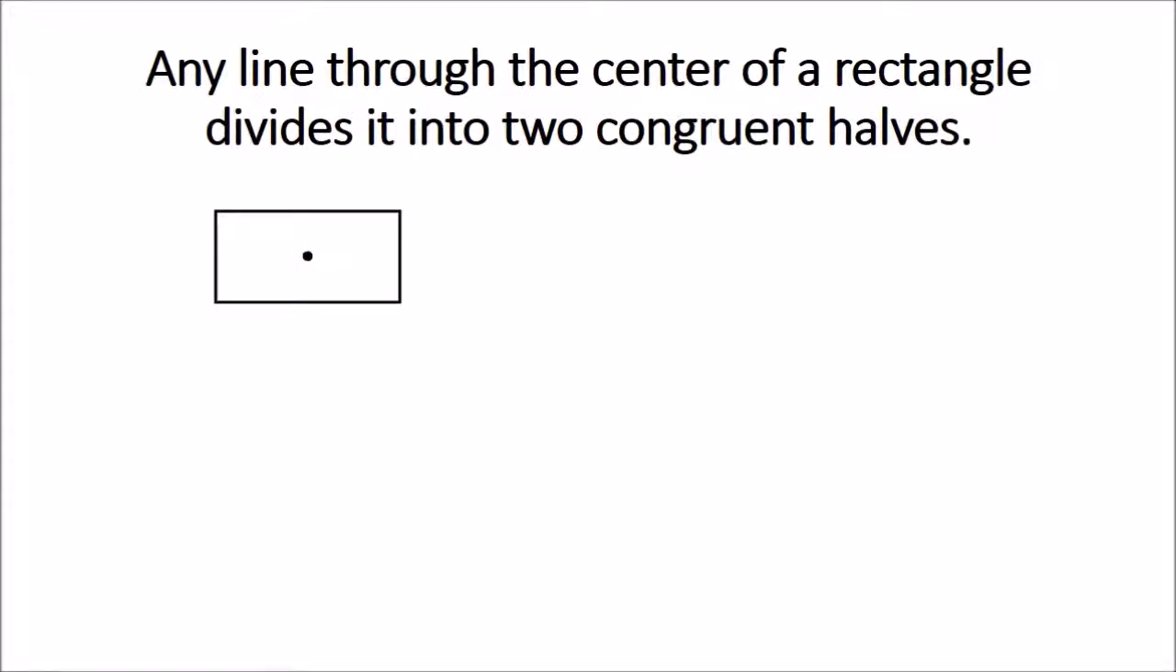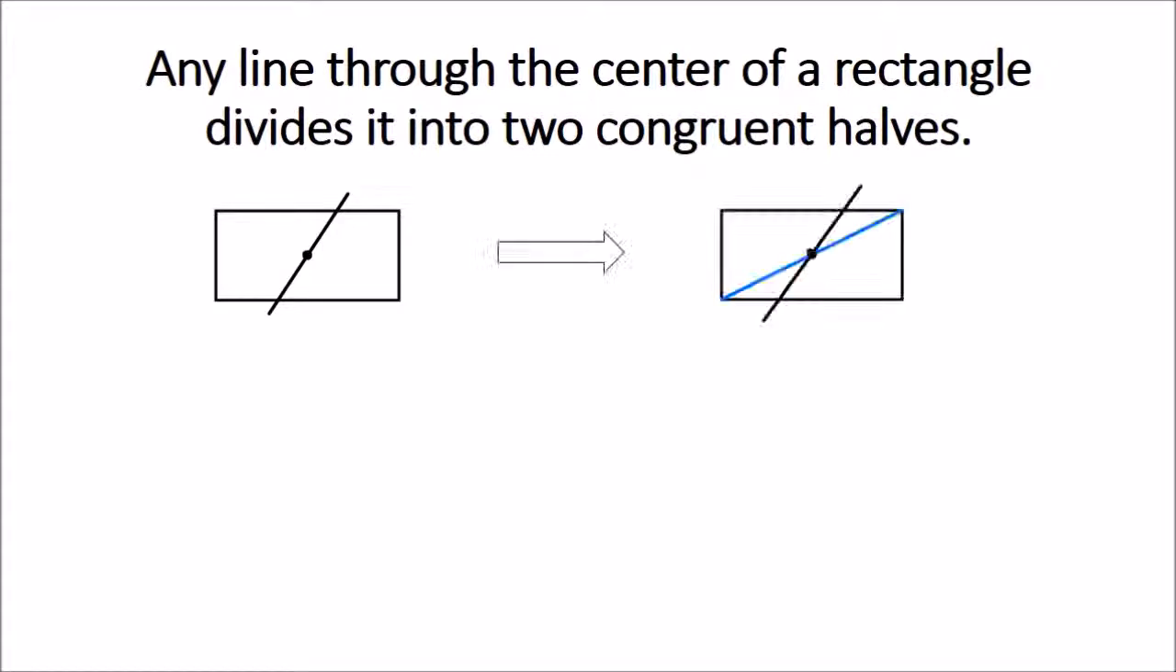So what we're really talking about now is, what happens when any sort of line goes through that center? Well, the claim is that the left half is half of the rectangle and the right half is a congruent other half of it, that those two pieces we've split are congruent to each other. So to talk through a justification of this, let's bring back a diagonal.